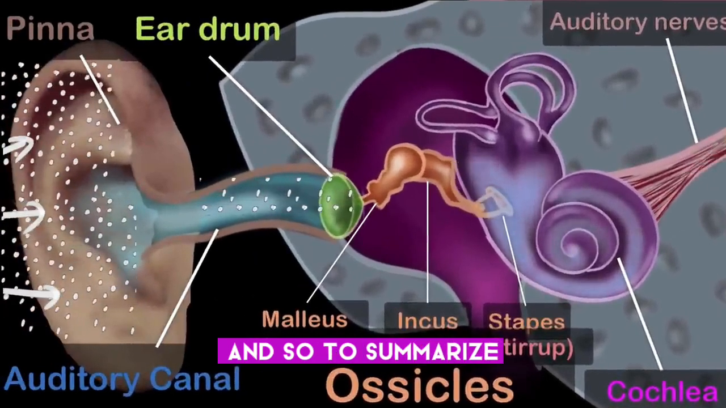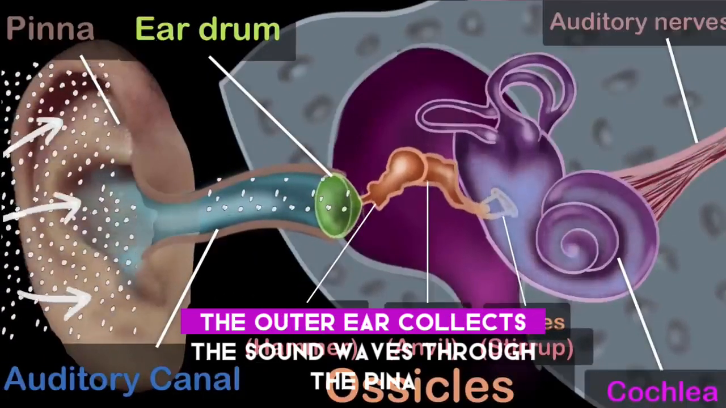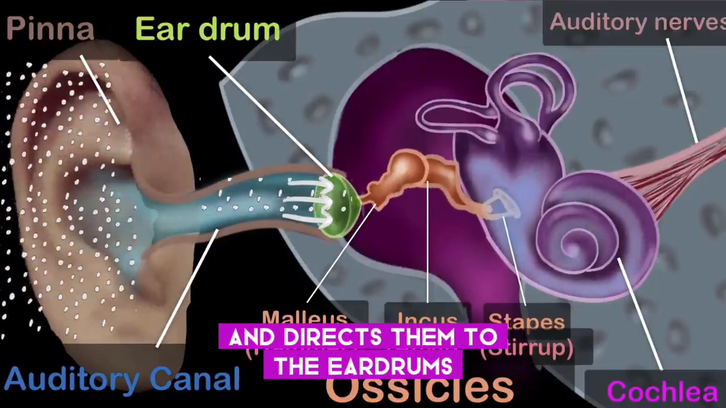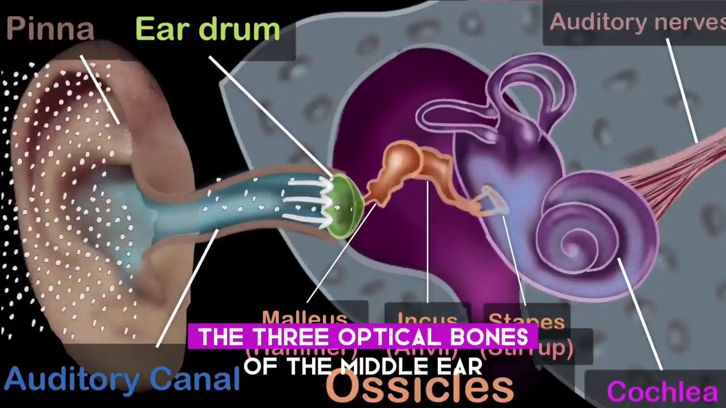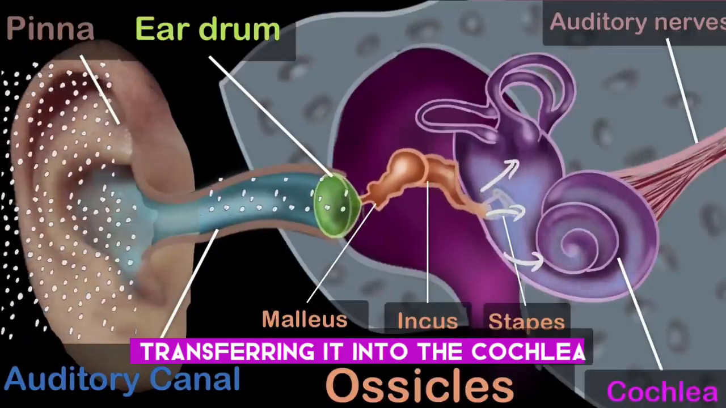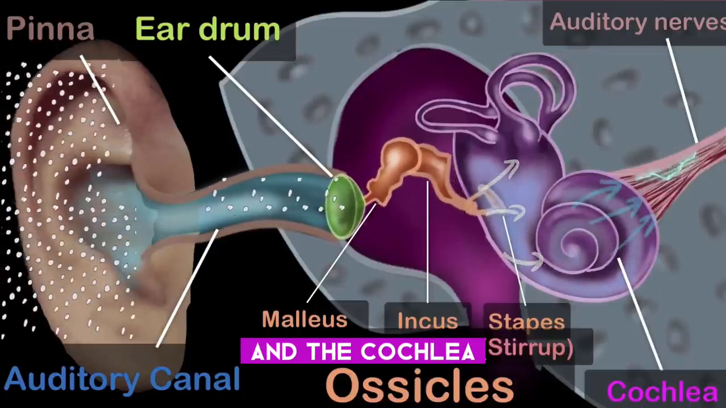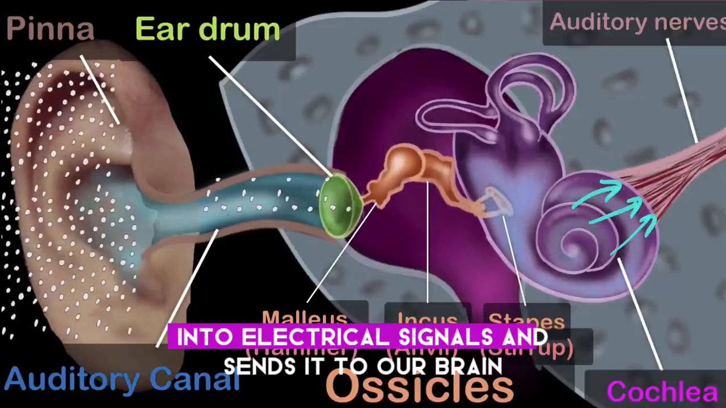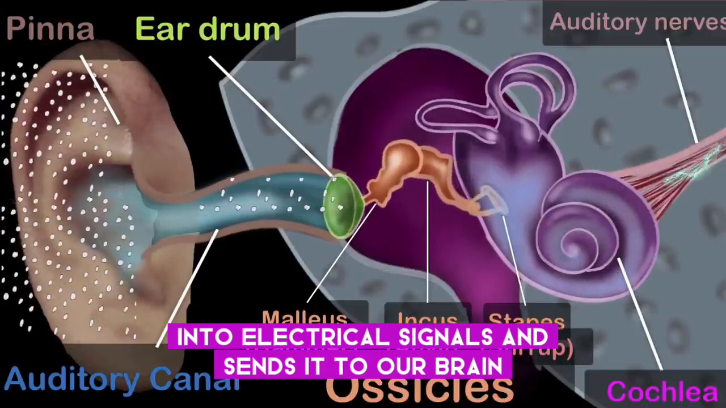And so, to summarize, the outer ear collects the sound waves through the pinna and directs them to the eardrums. The three ossicle bones of the middle ear amplify these sound waves, transferring it into the cochlea, and the cochlea converts the back and forth vibrations of the particles into electrical signals and sends it to our brain.